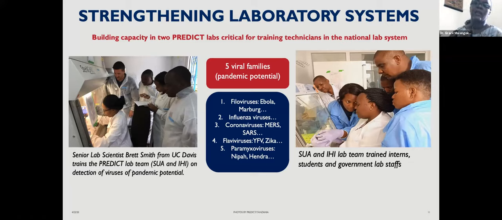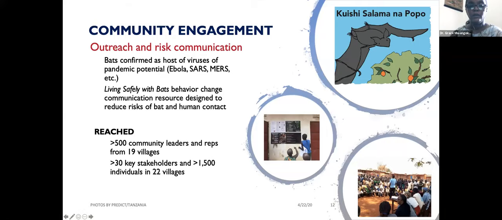So we had to make sure that the staff from the human lab, the wildlife and livestock come together and also discuss some of the challenges that they found in their working places, how they can share the information and the protocols, and improve their knowledge too. Next. Next slide.